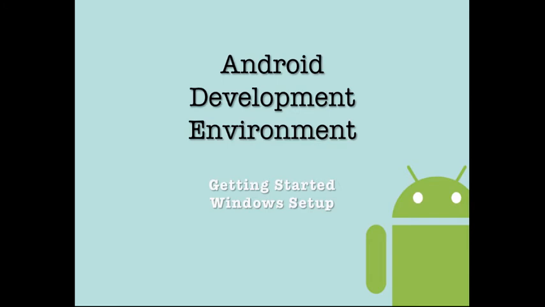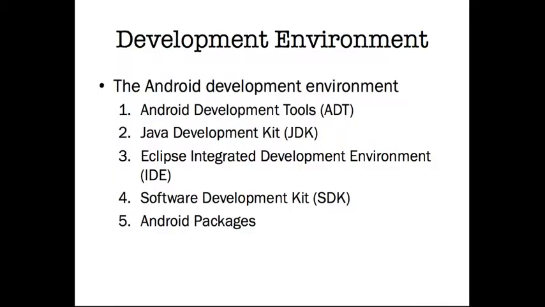So there are several things that you have to have in place in order to develop for Android, and they include the Android development tools, the ADT. And if you don't have Java installed on your computer, you'll need to get the Java Development Kit. We'll also be using Eclipse, so we can download and install the Eclipse IDE. And we also have the SDK, the Android SDK, as well as Android packages. Android packages will be the different versions of the mobile operating system of Android, and you can include several different ones in your work environment so that you can target and develop for different versions.